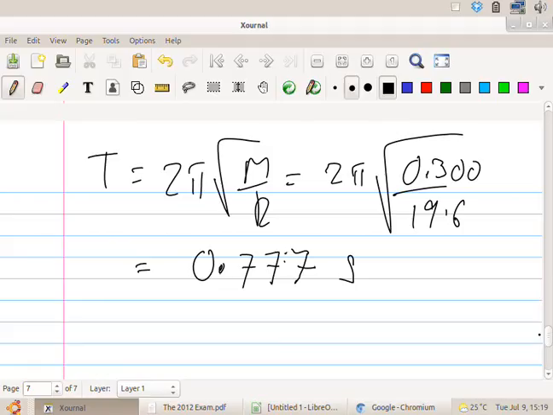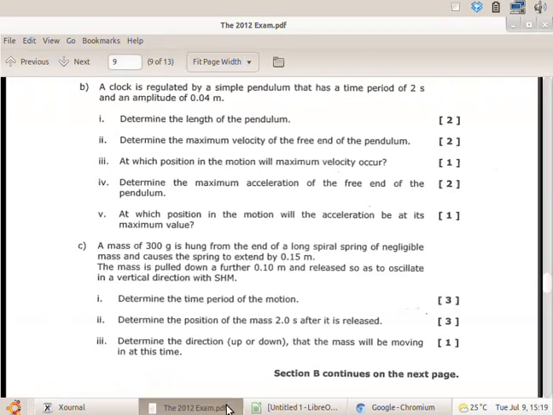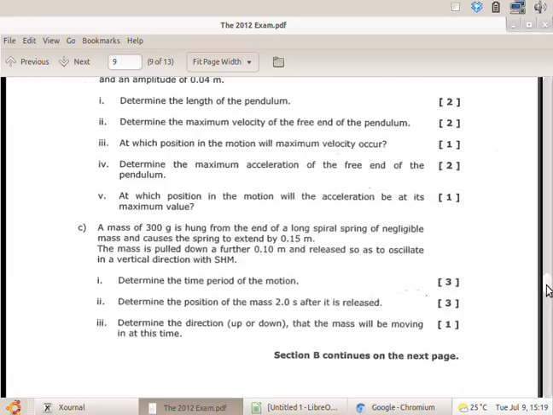Yeah. Okay. What's next now? Determine the position of the mass. Yes, where is the mass after 2 seconds it's released? So we need a formula here. Do you see the formula called displacement? Do you see that one there?